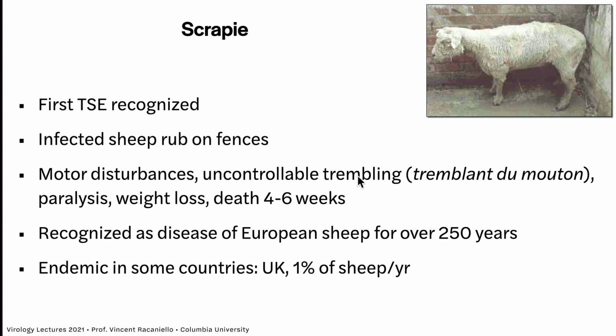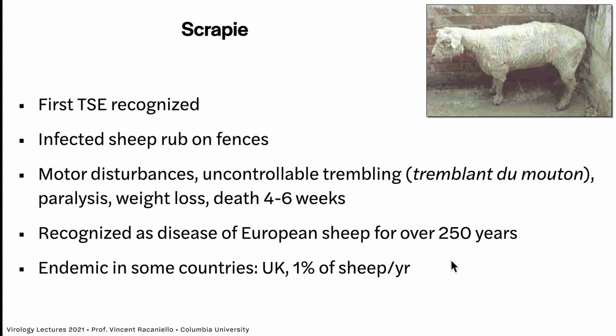In Canada, it was called tremblement du mouton. In France, they get paralyzed, they have a weight loss and die within 4 to 6 weeks. And of course, this is not good if you're a sheep farmer, but it's been recognized as a disease of European sheep for over 250 years. You can find it in the literature. And in fact, it is endemic still in some countries. In the UK, about 1% of all the sheep every year come down with scrapie.